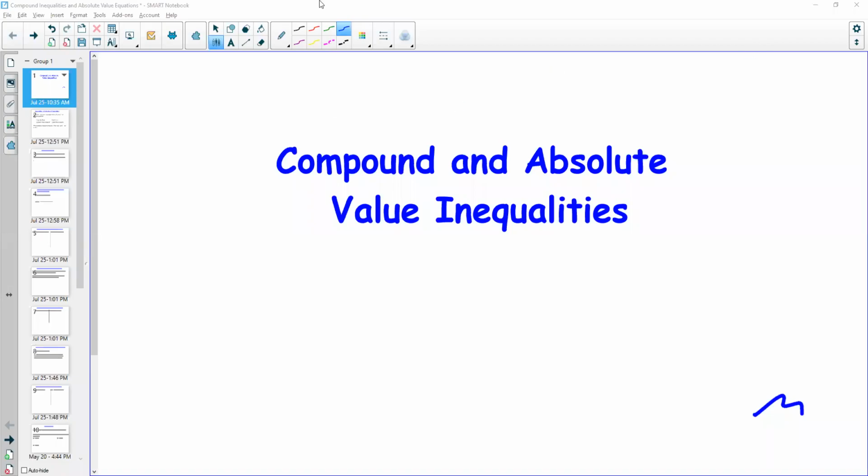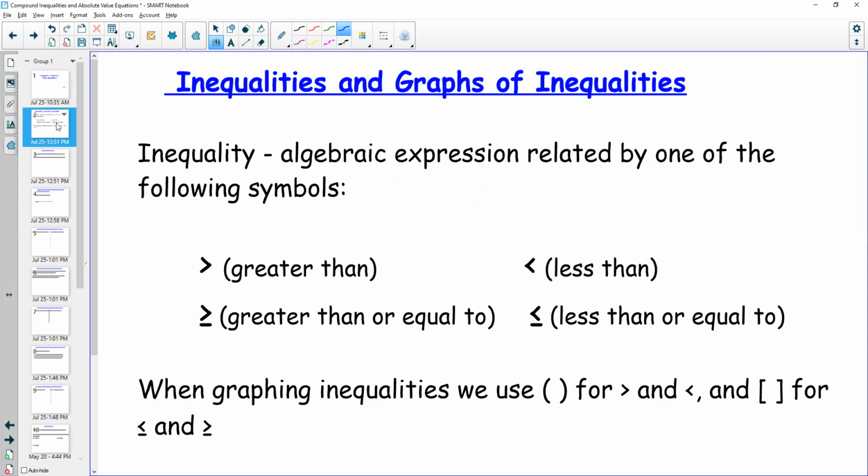Hey everybody, welcome. This is the last section in chapter 2. Essentially, this is sort of an add-on section. This is compound inequalities and absolute value inequalities. It's just a slightly different flavor of what we've been doing.